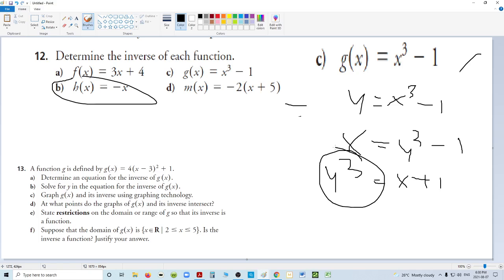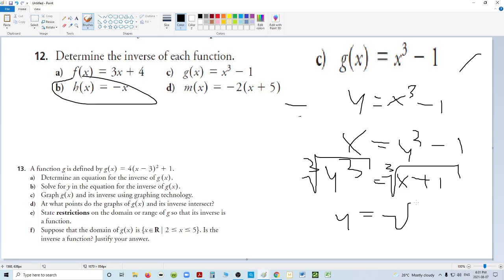Then what's going on here? This y is being cubed. So the only way I can get rid of that cube is to cube root it, which means I have to cube root both sides, which means y is equal to cube root of x plus 1. And I forgot one last thing. You've got to convert it back to an inverse formula. And it looks like that.